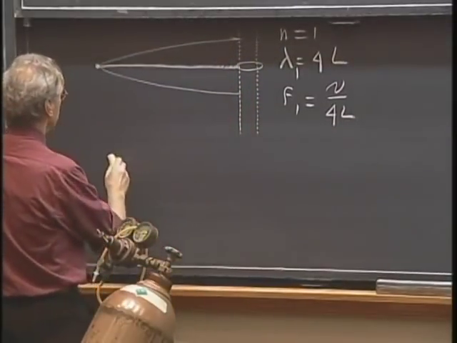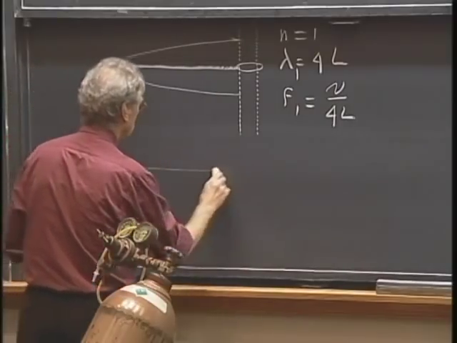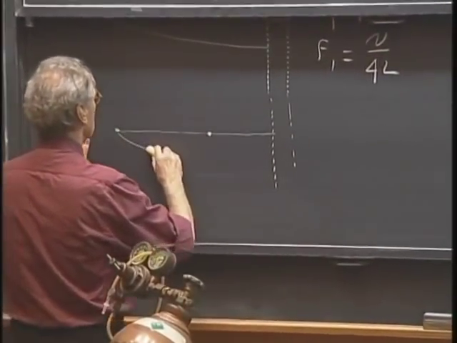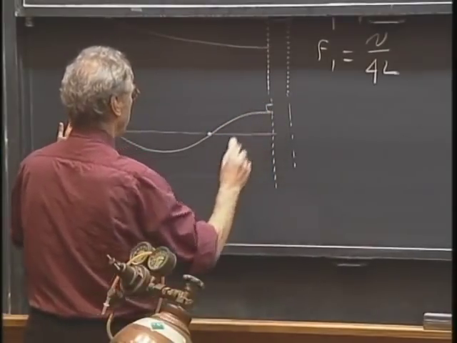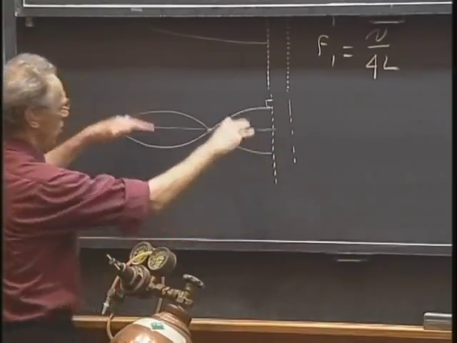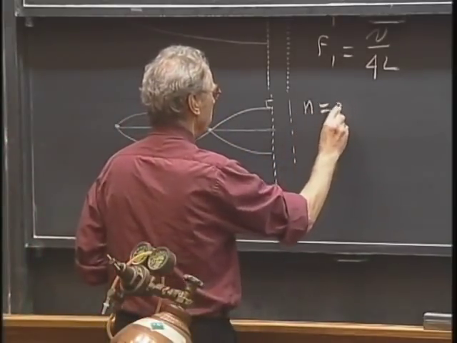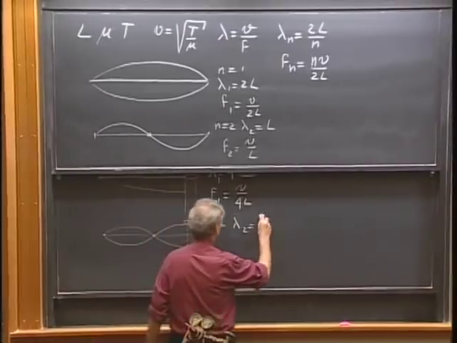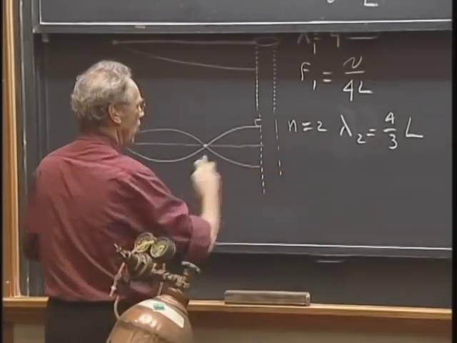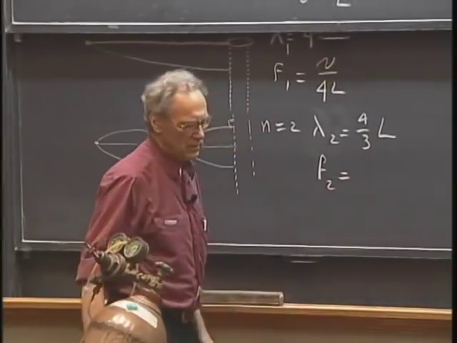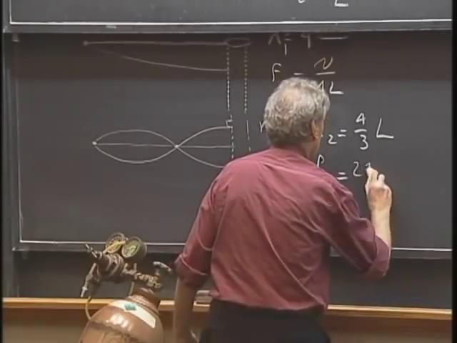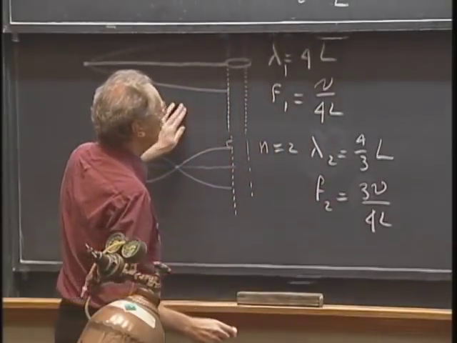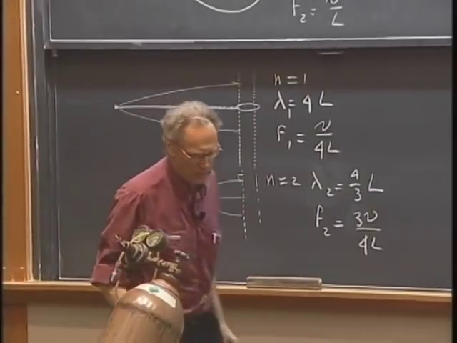So you can go one step further. You can ask now for the second harmonic. So here again is that rod. Now I introduce another node here, and so the string would look like this. This is again 90 degrees, and as it oscillates, it would move like this. So now this is n equals 2, the second harmonic. You can just look at it: lambda 2 is 4/3 times L. You need to make it longer. And therefore, F2 is now 3V divided by 4L. And so now we can write down the general recipe for the nth mode, n being an integer.